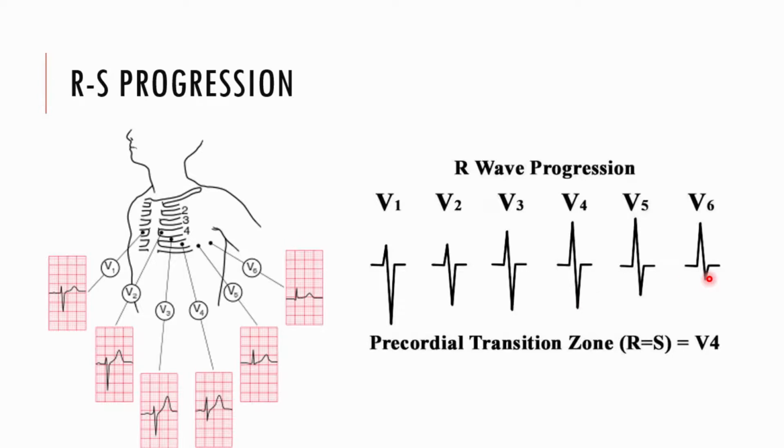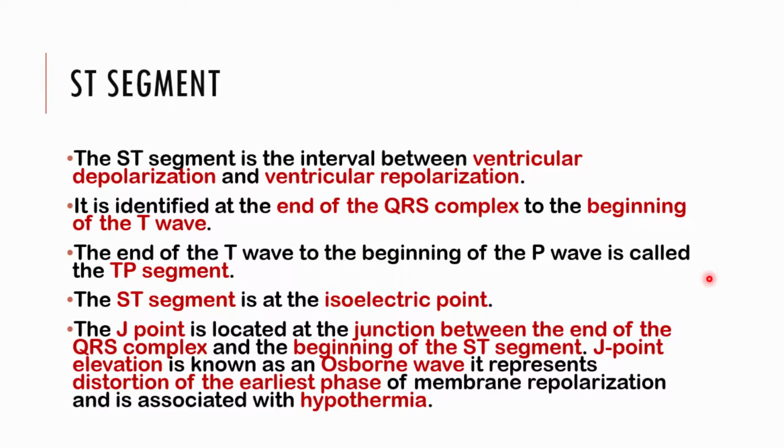This is how it should normally look on the ECG. It's referred to as the RS progression. When you're interpreting your ECG, if you get a poor RS progression, that denotes certain pathologies, so please take note of this. Then the other segment on the ECG is known as the ST segment. This is the time between ventricular depolarization and ventricular repolarization, from the end of the QRS complex to the beginning of the T wave.